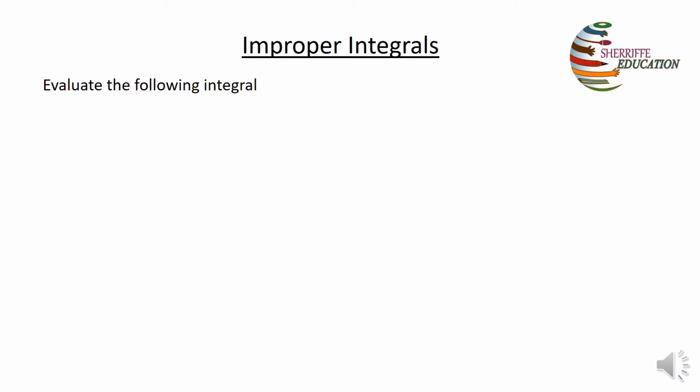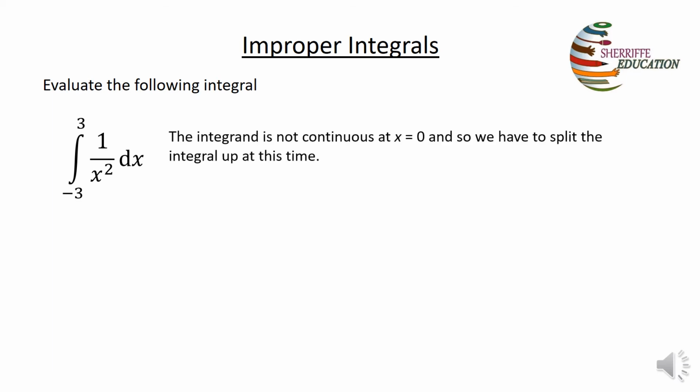Let's now look at another problem. Here we have the integral of 1 divided by x squared, going from negative 3 to 3. Now, if you note, the integrand is not continuous at x equals 0. And as such, we have to split the integral up. So, take note here: when x is equal to 0, we'll have 1 divided by 0, and we know that this means that it is not continuous.